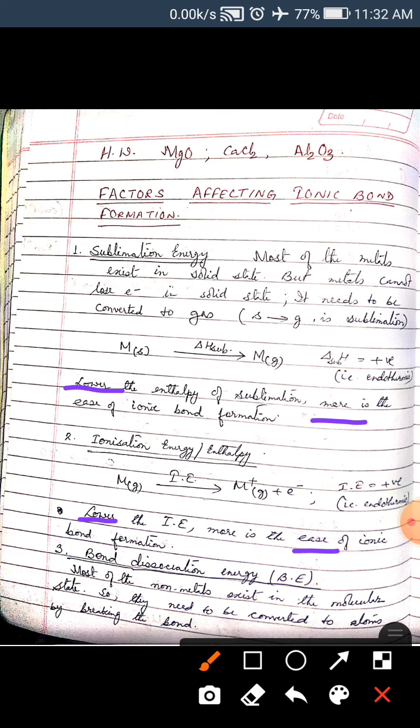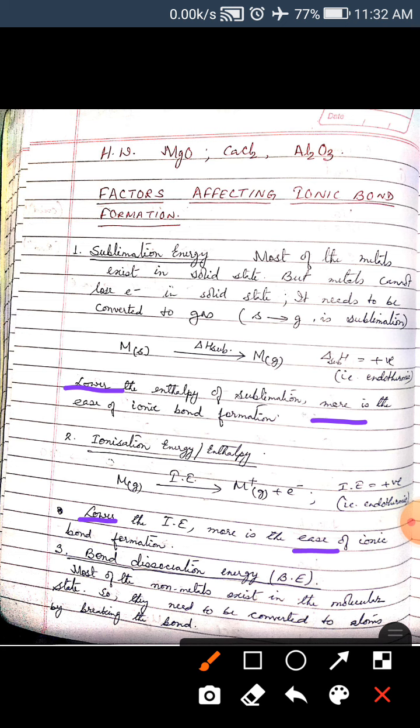But when we go down the group, if I compare sodium and potassium, sodium has a smaller size and potassium has a bigger size because of its number of shells. The more the number of shells, the more the radius, and the more easily it can overcome the force of attraction due to the nucleus. As a result, potassium will have more tendency to form an ionic bond compared to sodium. So all these you have to understand.